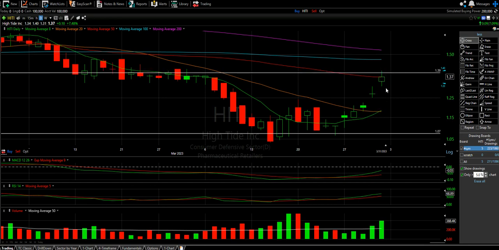Break that 20, make that nice move to the 50. Oh man, I love this. I love this. And clearly good volume uptick right there, right? There's a lot to like. Man, I have not been this excited on this ticker in a long time.